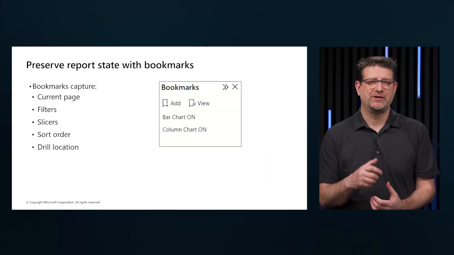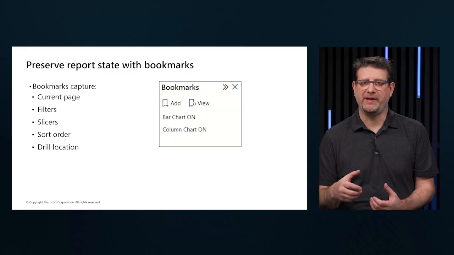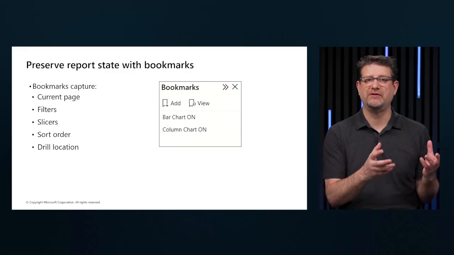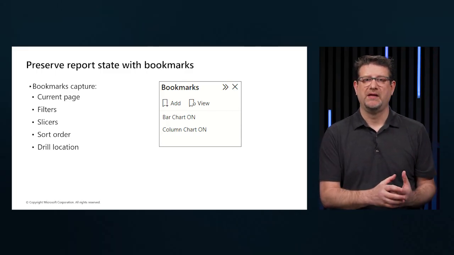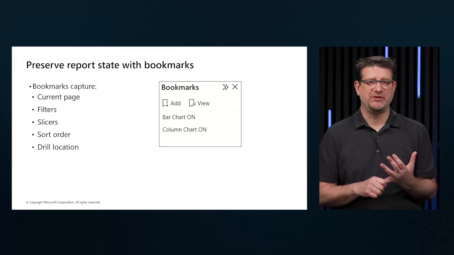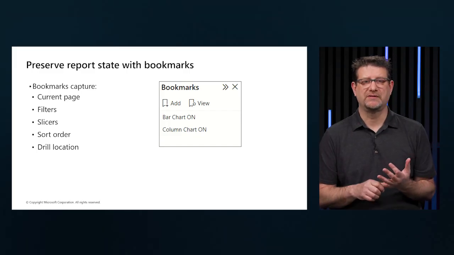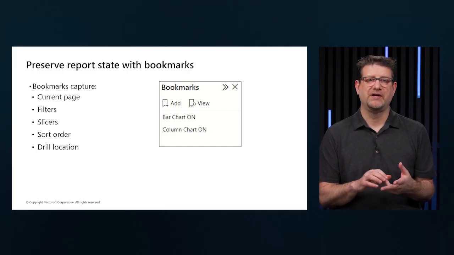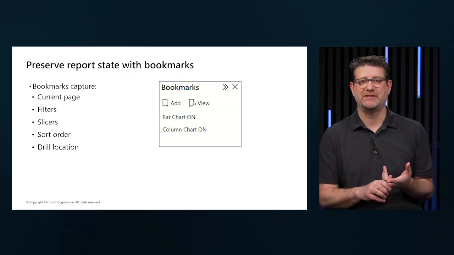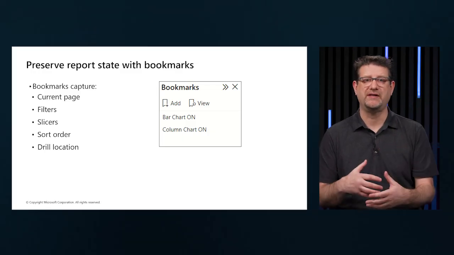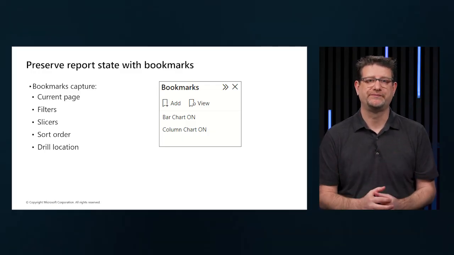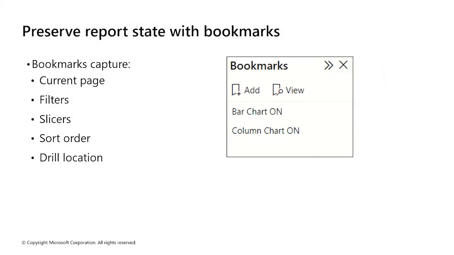Bookmarks capture the currently configured view of a report page, allowing a quick return to the view state anytime. Bookmark examples include keeping track of progress when creating reports, showing and hiding visuals, and creating PowerPoint-like presentations that go through the bookmarks in order, telling a story within your report. When you add a bookmark, the following elements are saved within the bookmark: the current page, the filters, the slicers, and sort order and drill location.